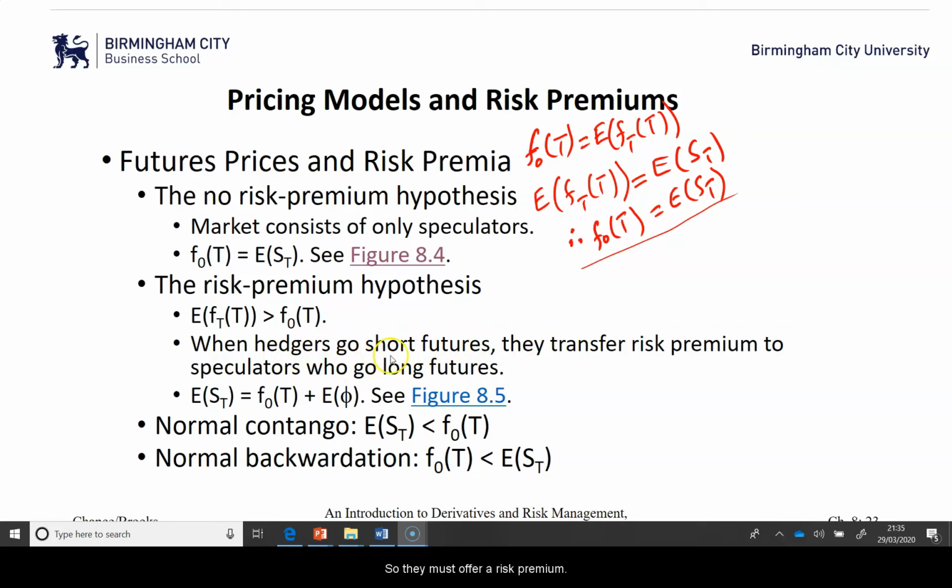So they must offer a risk premium to those who are buying the future contracts. Therefore, we see that the future price will be less than the expected future price at expiration, and the expected spot price should be equal to the future price today plus the expected risk premium. And we already have stated that the expected future price at expiration should be equal to the expected spot price at expiration.